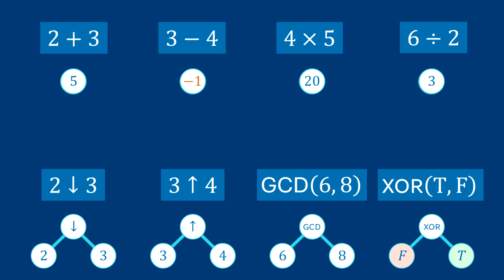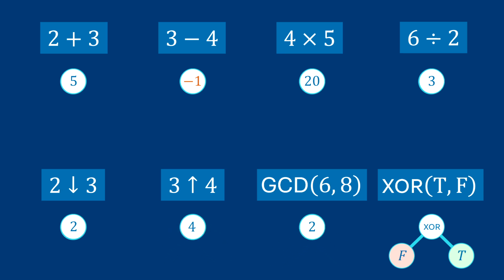Okay, and then these extra functions that we've got here, or these extra operators, we have the minimum, which will return the smaller value, the maximum, which will return the larger value, greatest common divisor, which is 2, and then the XOR function, which will return false. Now, if you're not familiar with the logical functions, that's fine. Our main focus today is going to be on arithmetic.